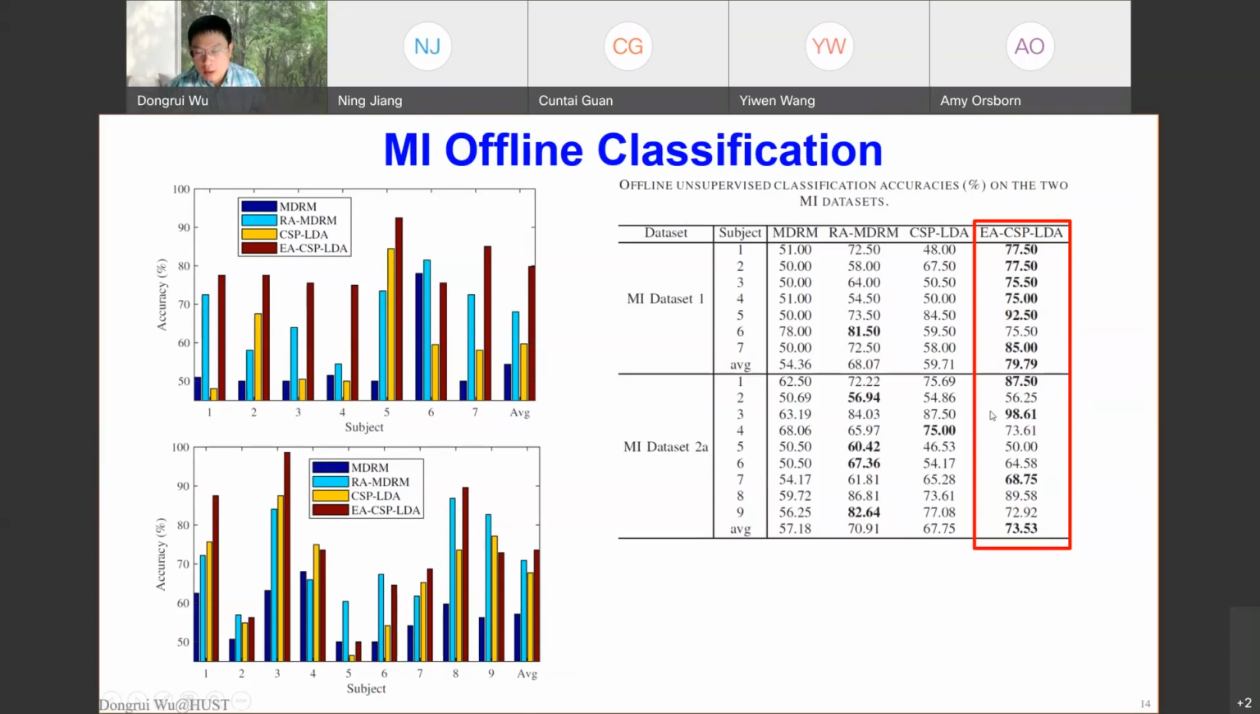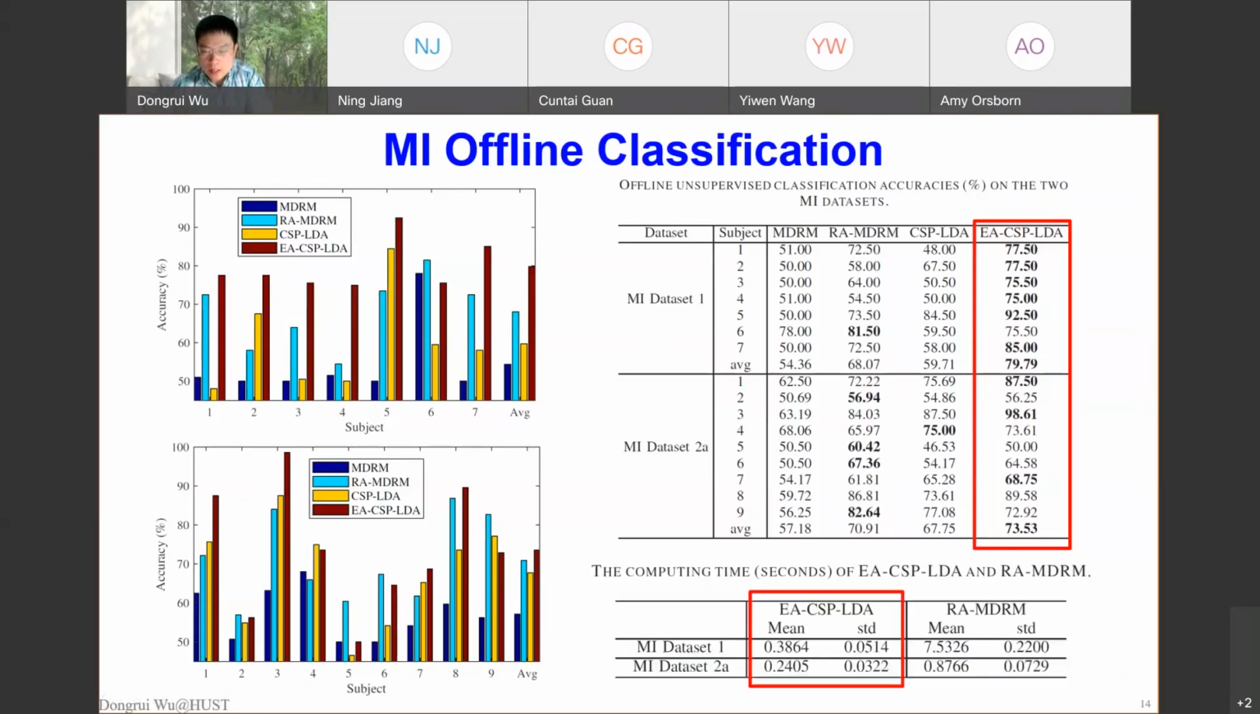We can see that by adding this very simple EA pre-processing step, we can dramatically increase the classification accuracy, especially on the first data set. We can increase the accuracy by 20%, and for the second one, also about 6%. We also compared our approach with RA-MDRM, an approach proposed in the literature, which used Riemannian alignment followed by a Riemannian space classifier. We can observe that our approach also outperforms that Riemannian alignment approach. So this is for classification.